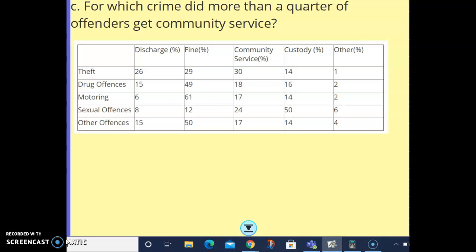C. For which crime did more than a quarter of offenders get community service? I think we're talking about a quarter, and these are all in percentages. Quarter as a percentage would be 25%. So we're looking for offenders in community service more than 25%. With this one here at 30%, which would be theft.